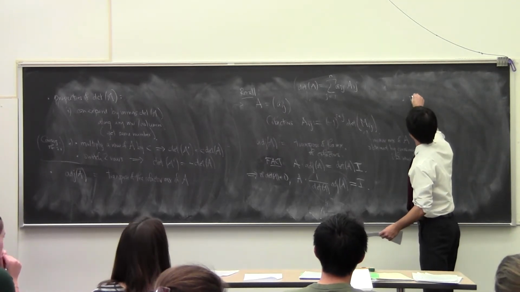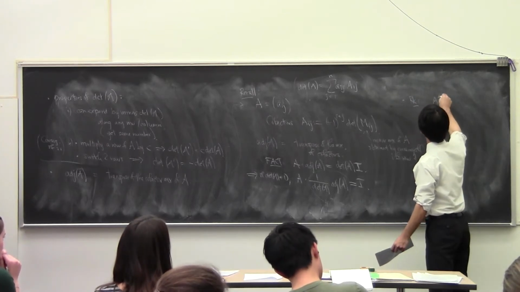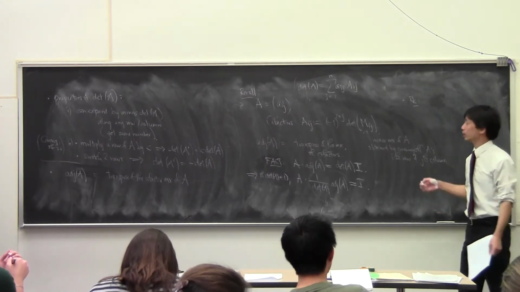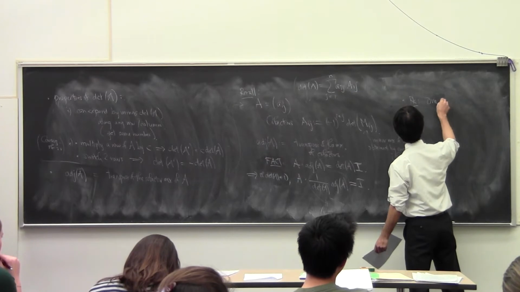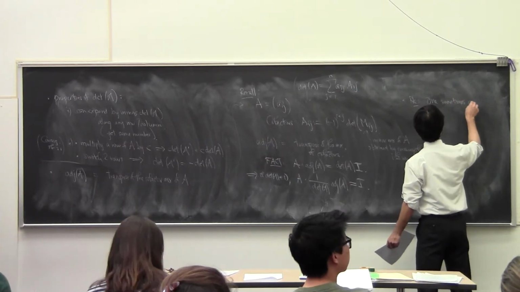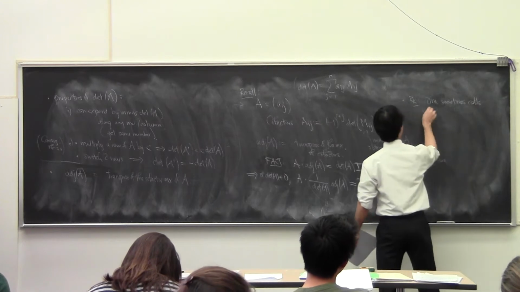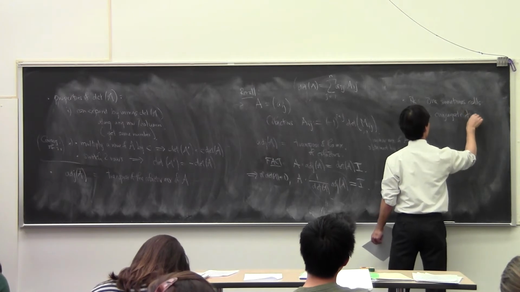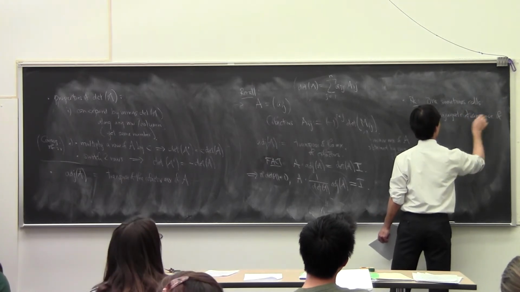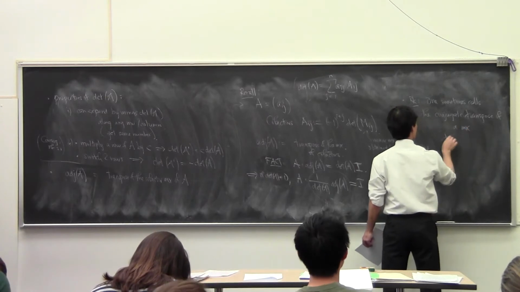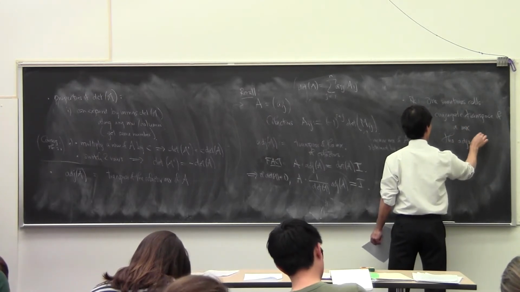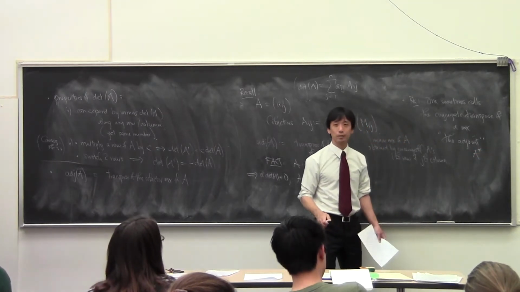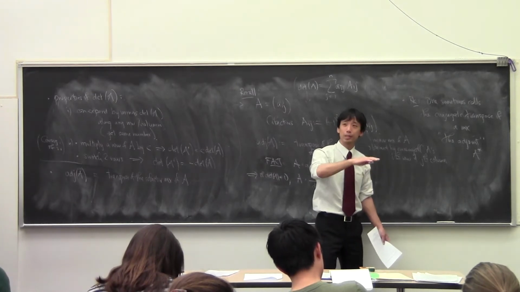Let me make one remark. In the book, sometimes there's actually some conflation of terms. One sometimes calls the conjugate transpose of a matrix the adjoint, A star. Okay, that is, you transpose the guy, and then you take the complex conjugate of everything.